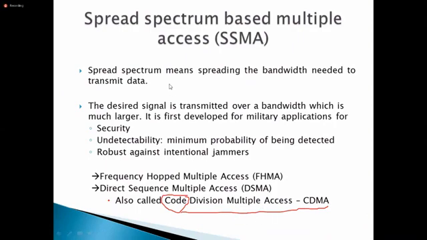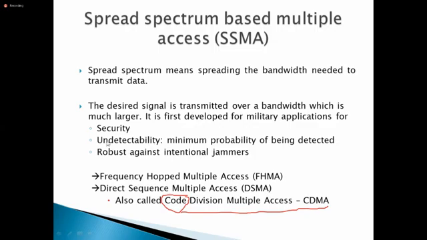Okay, let's read this. Spread spectrum is spreading the bandwidth needed to transmit data. Okay. The desired signal is transmitted over a bandwidth which is much larger. Ne? Our initial bandwidth එක වගේ නෙමෙයි. Now it has been transmitted through a larger bandwidth. It is first developed for military applications. For the main reason is security, like I said. Second one is undetectability. So probability of being detected is less.